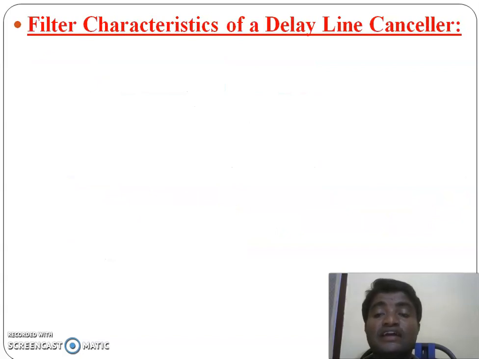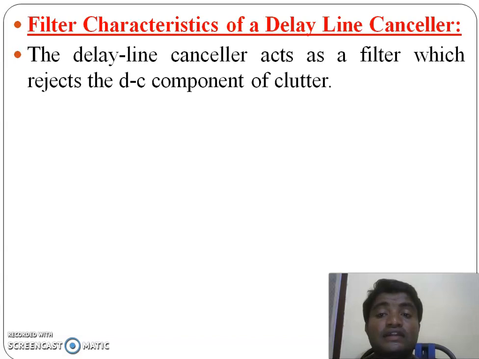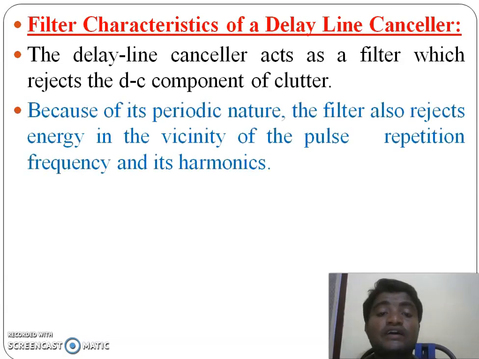And the filter characteristic of the delay line canceller is that it acts as a filter and eliminates the DC component of fixed targets. Because of the periodic nature, the filter also rejects the energy in the vicinity of the pulse repetition frequency and its harmonics.